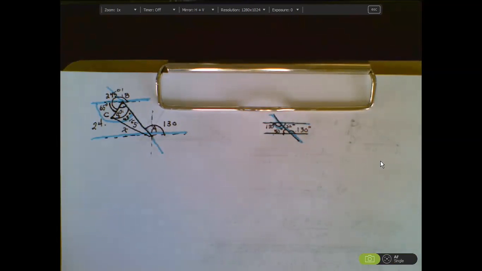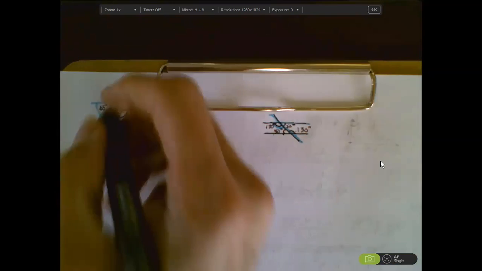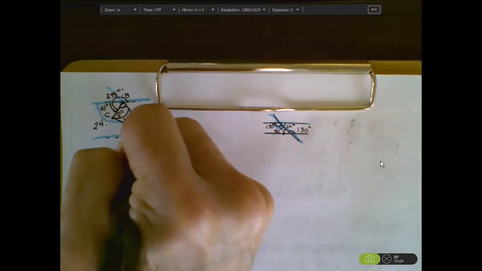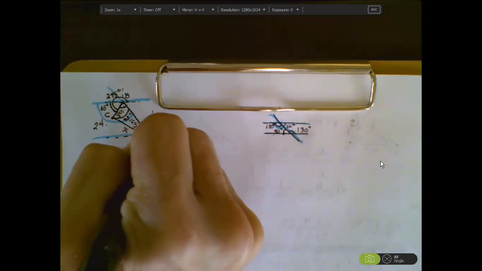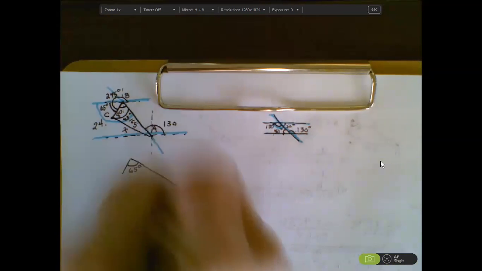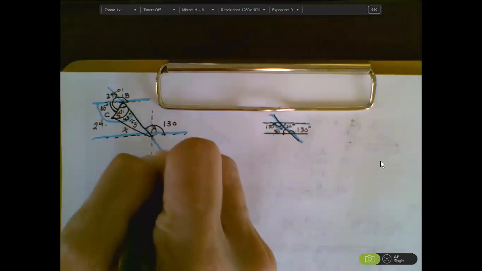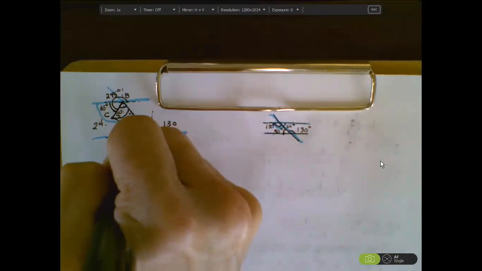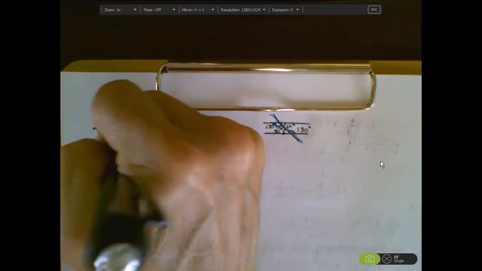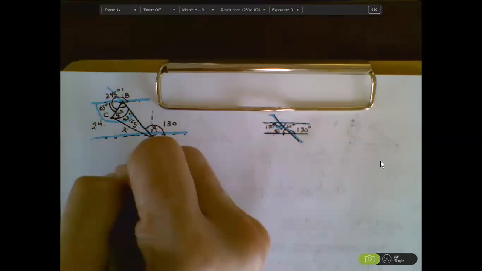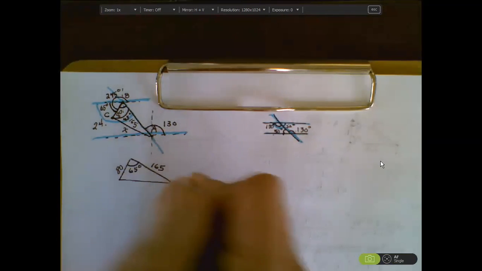And because I never draw it big enough, I'm going to break it out right here and say we have just figured out that that is 65 degrees. And this is 165 miles. And this is 80 miles. And we're trying to find this distance right here.